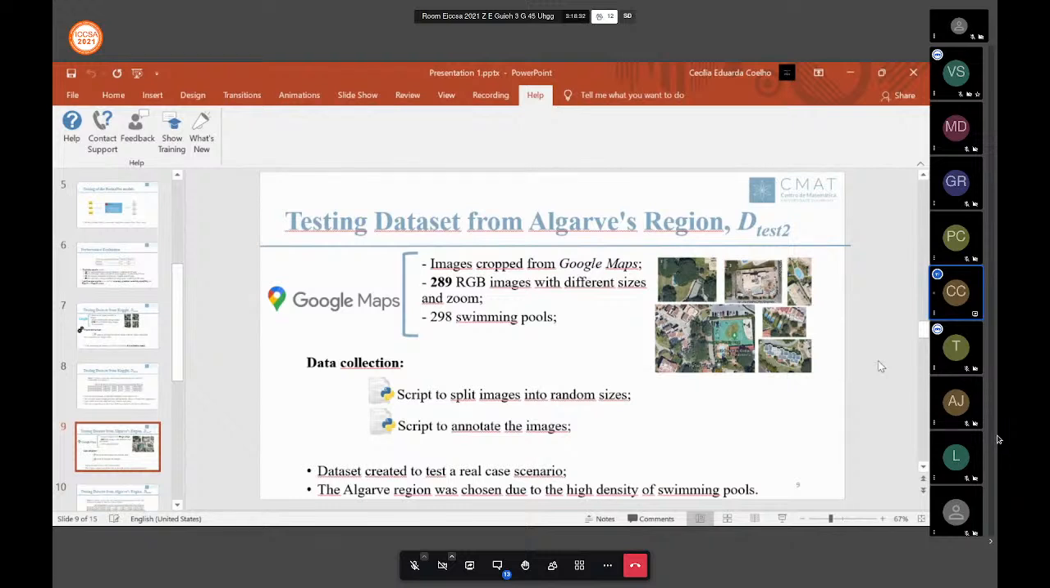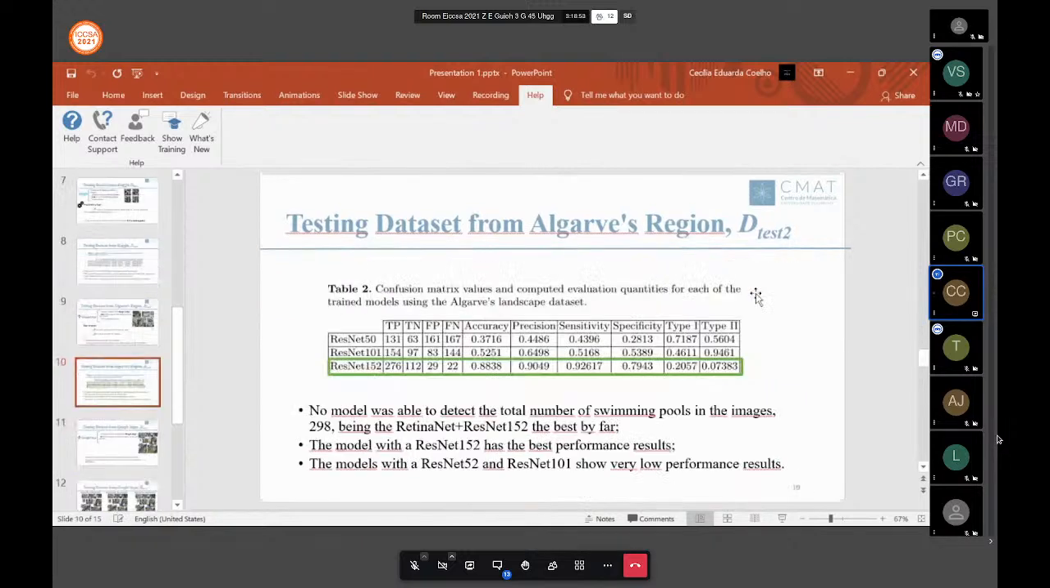Notice that these images were not carefully picked. As we can see, there are images that have swimming pools half hidden. There are objects that look like swimming pools, and even empty swimming pools. So this testing set was given to the three models, and we have the results in table 2. We can clearly see that the RetinaNet model with the ResNet 152 is the best. It has very high performance values, and ResNet 101 and ResNet 50 have very low performance metrics.